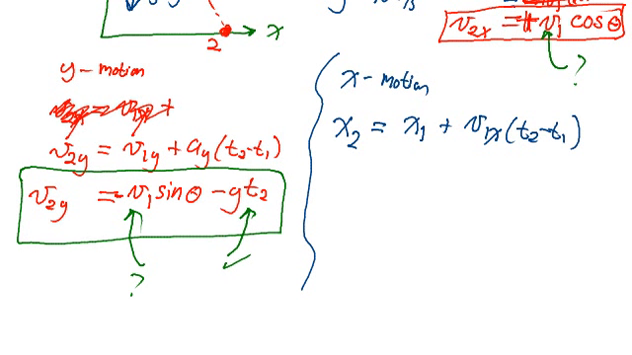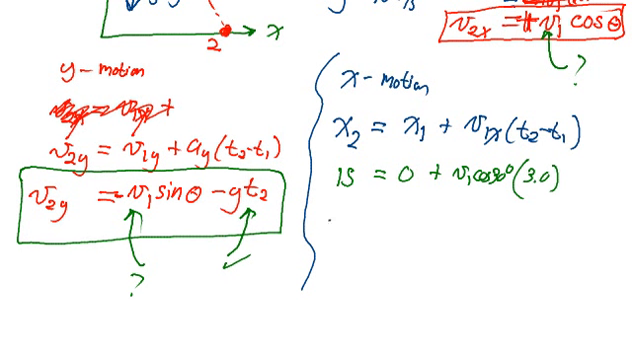And in our problem, we have the value of x2. That is equal to 15 meters. The value of x1 is 0. The value of v1x will be equal to v1 times the cosine of 30 degrees. And the value of t2 is the 3 seconds that we're given. So we actually have enough information here to find the value of v1.